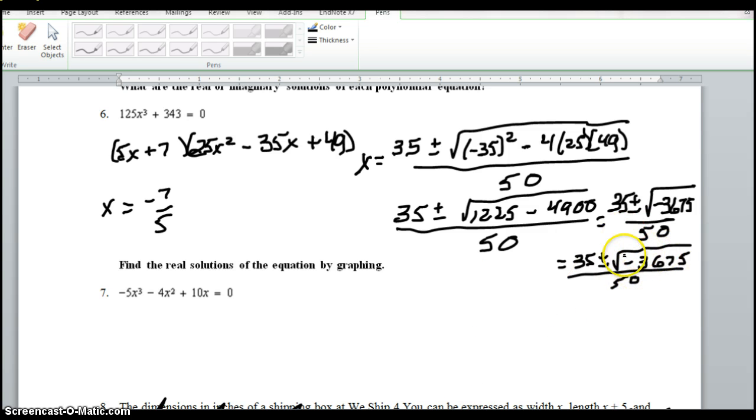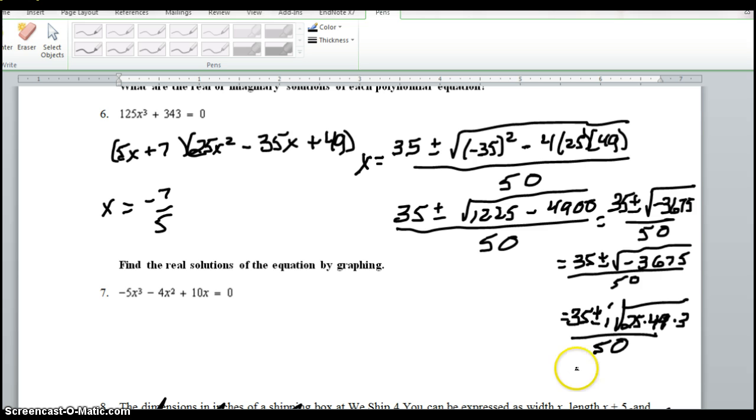And I stopped at this point because some people have been kind of a little bit concerned about what to do with that negative. Remember, you always keep that negative out as an i, then find factors of 3675 that are perfect squares. And if you do a little bit of work, you'll find out that 25 and 49 are factors of this number. So I'm going to have 35 plus or minus i, kicked out the negative, 25 times 49 times 3 all over 50. Kick out the 25 as a 5, 49 as a 7.